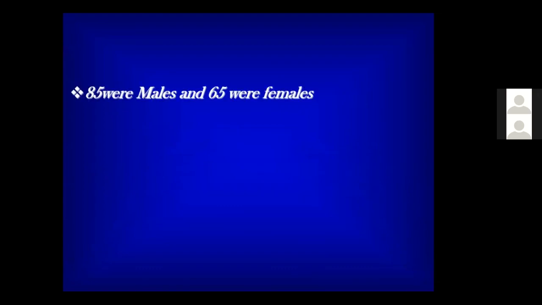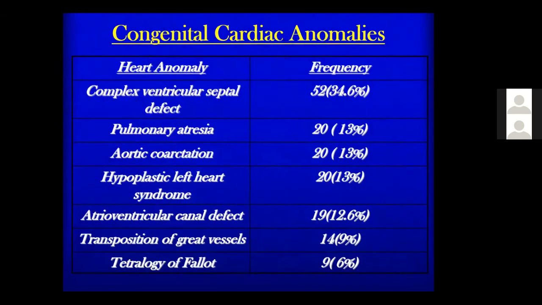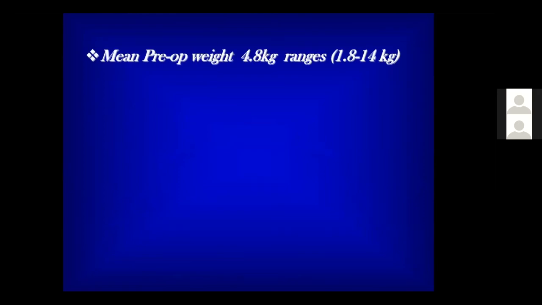So 85 of those were males, 65 were females, mean age 20 months, 2 to 48. All patients went for correction before Nissen fundoplication. Correction for the first stage, most of them. And this is just the heart issues that they have. And their symptoms mainly were respiratory in 78, failure to thrive in half of them, and swallowing in 22%. This is very important.